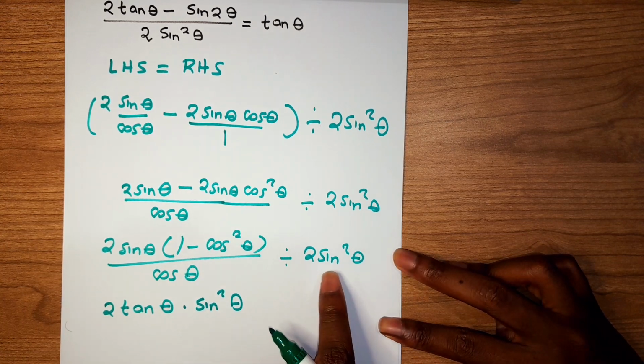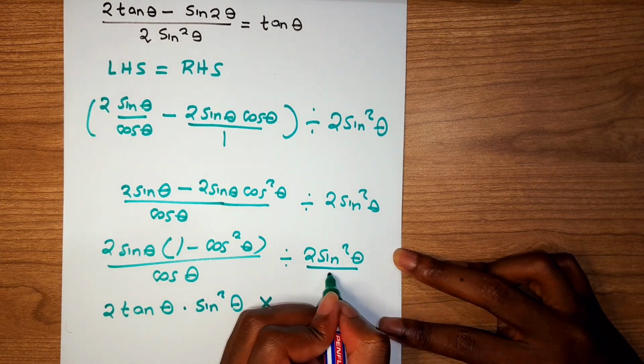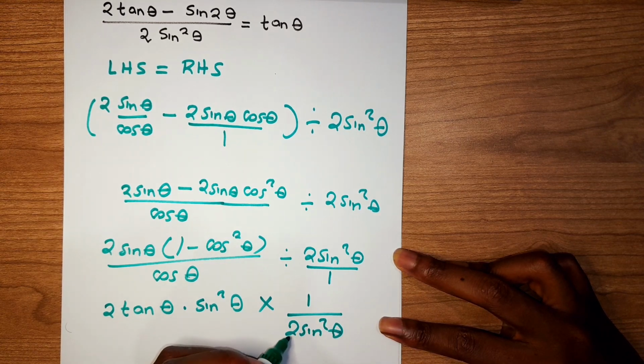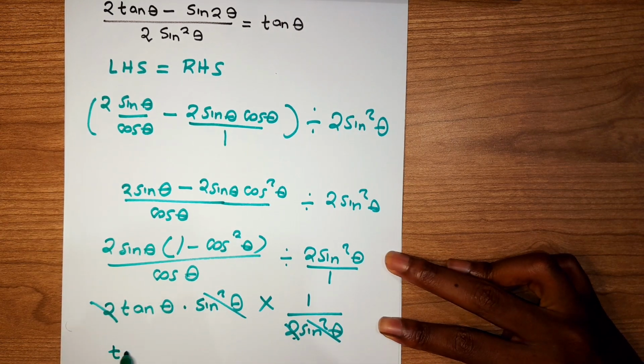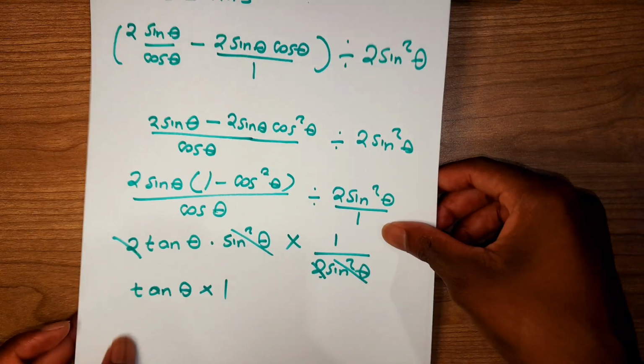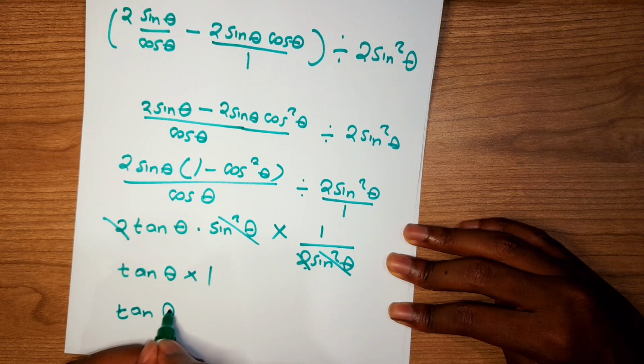And now I want to change this division into a multiplication. So I know this is the same as over 1. I'm just going to take the 1 to be on top and 2 sine squared of theta to be on the bottom. So I realize that the 2 and the 2 will cancel out, and the sine squared of theta and the sine squared of theta will cancel out, and I'll only be left with tan of theta multiplied by 1, which is just tan of theta.